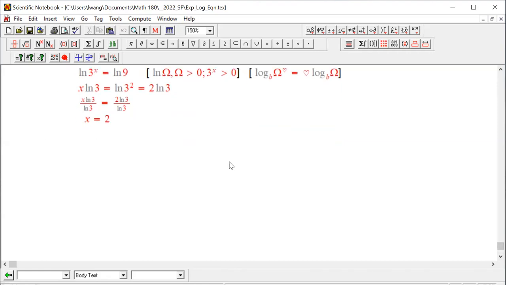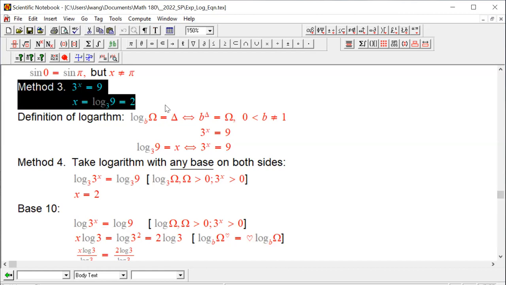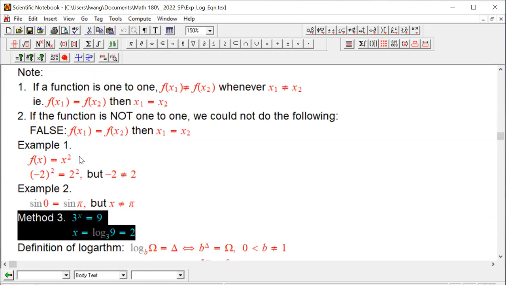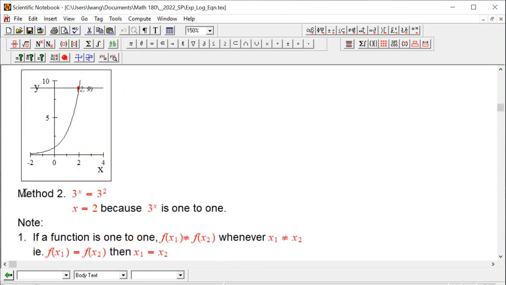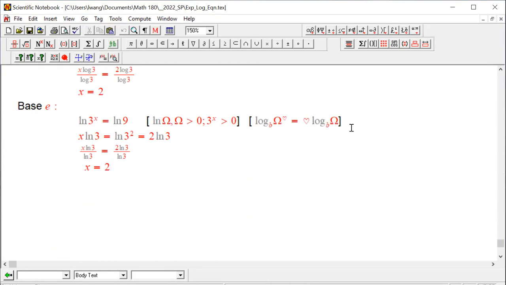So right away, in this question, you probably just solve it with method 3 or method 2. Method 2 is most straightforward. But you must understand you can do this only if the function is 1-to-1, and 3 to the power x happens to be a 1-to-1 function. All right, so without further ado, let's look at the next question.